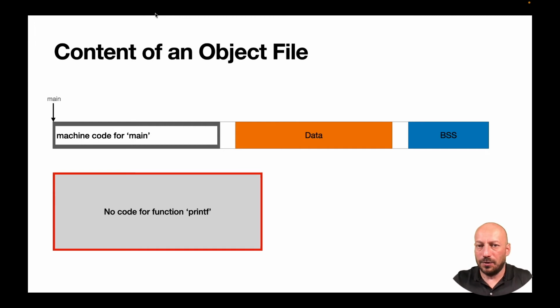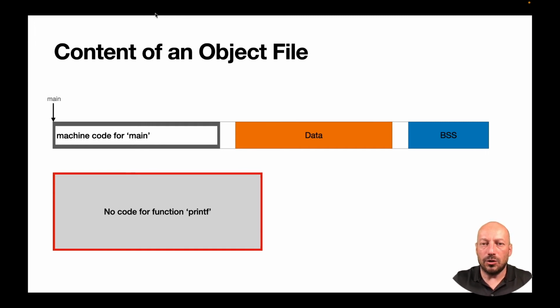The linker later will fix this problem. The linker will add something to the text segment. It will add an implementation of function printf, and it also will fix these machine instructions for function main. I will not show you here the details of how that's done. That's a topic of a different video.